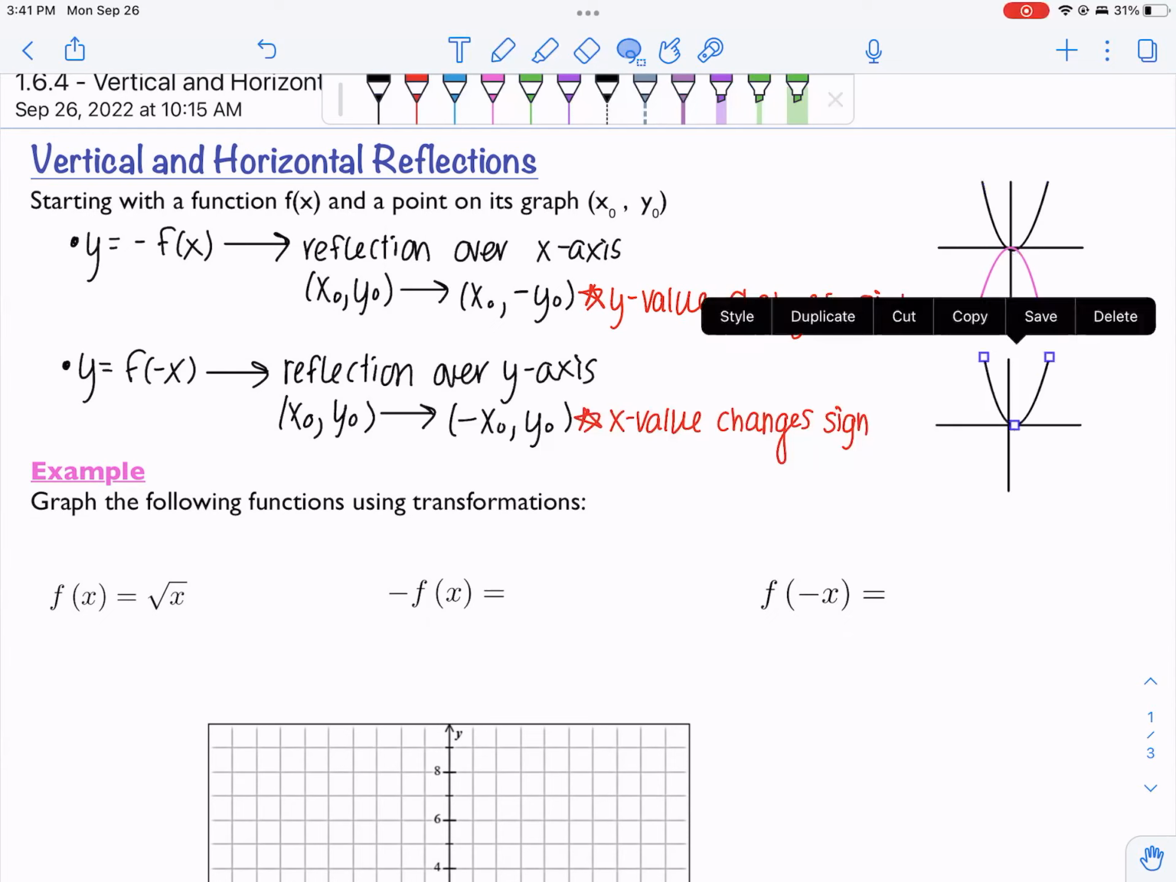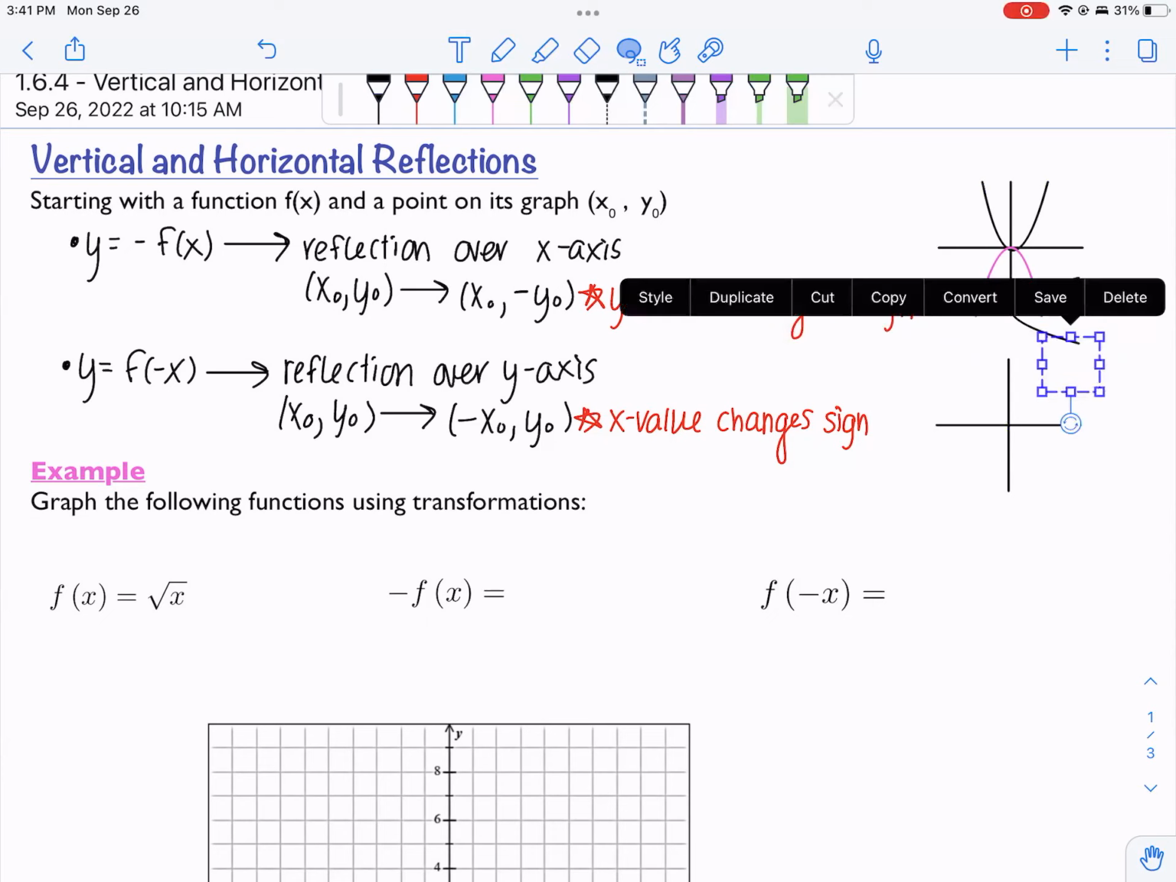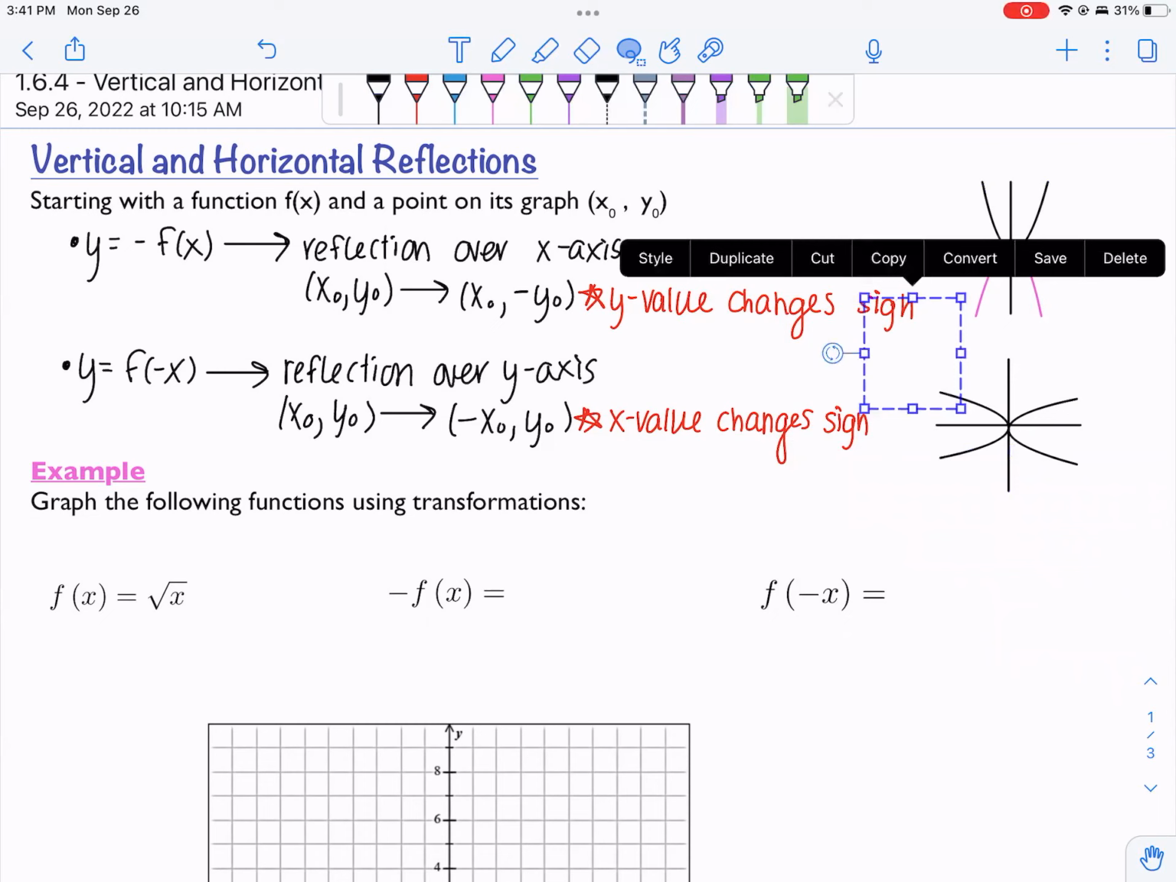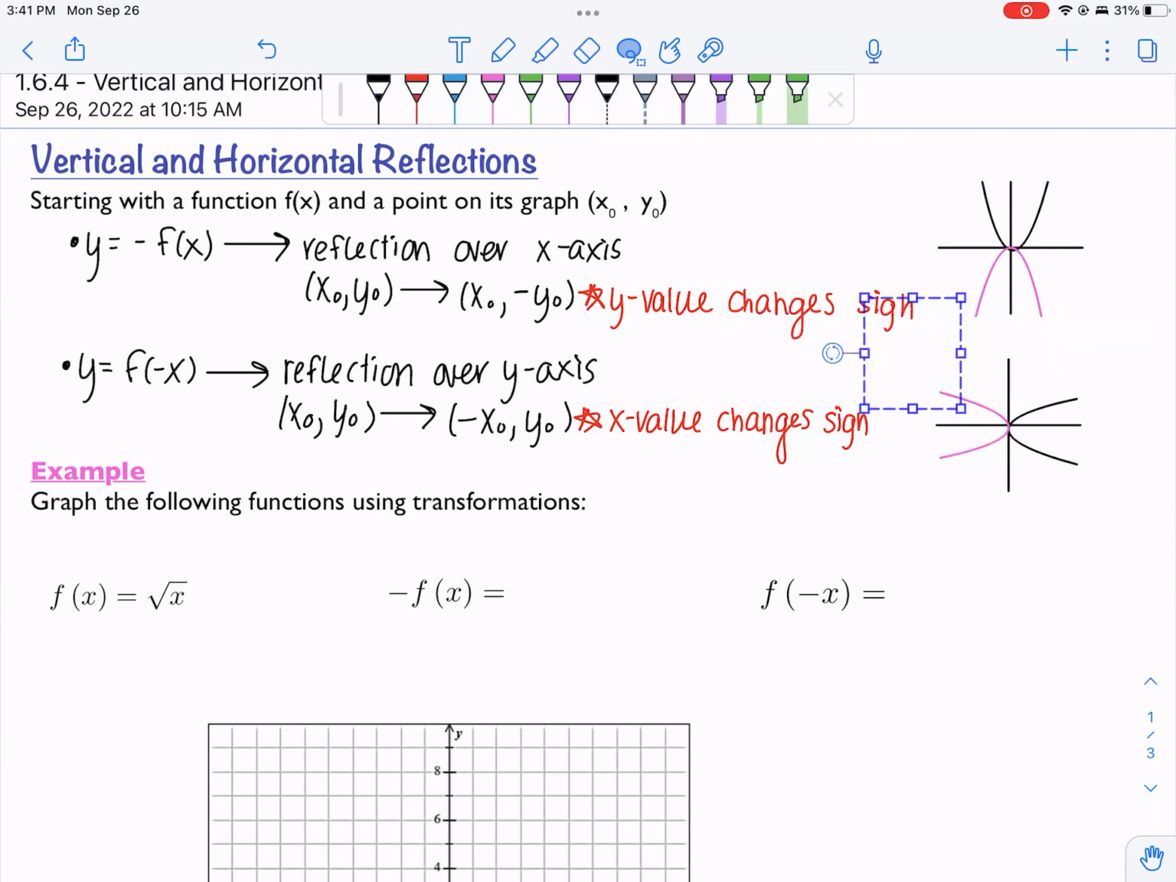For this one, let's imagine we have this sideways parabola here, reflecting this guy about the y-axis, pretending the y-axis is a mirror. It would look like, boom, that. This first one, reflect over y. This is a reflection over x.